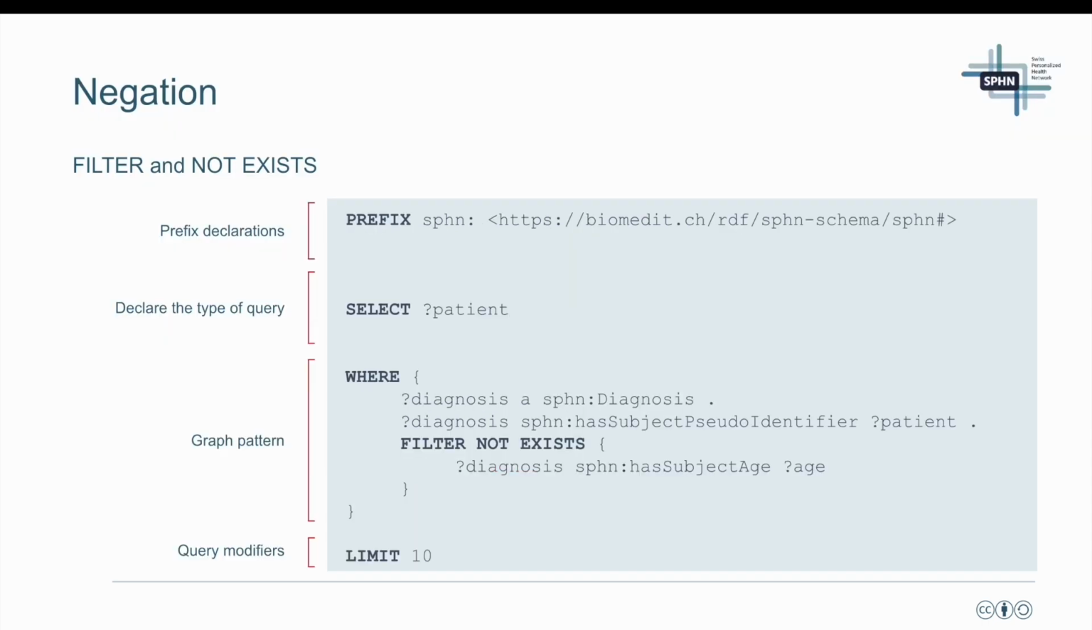SPARQL also provides another way of expressing negation. That is using the filter and the not exists keywords. As before, we are querying for all instances of SPHN diagnosis, patients linked to this diagnosis, and filtering the results where the age of the patients at the time of diagnosis is not available. And here we are doing that by defining a triple pattern within the filter not exists block.